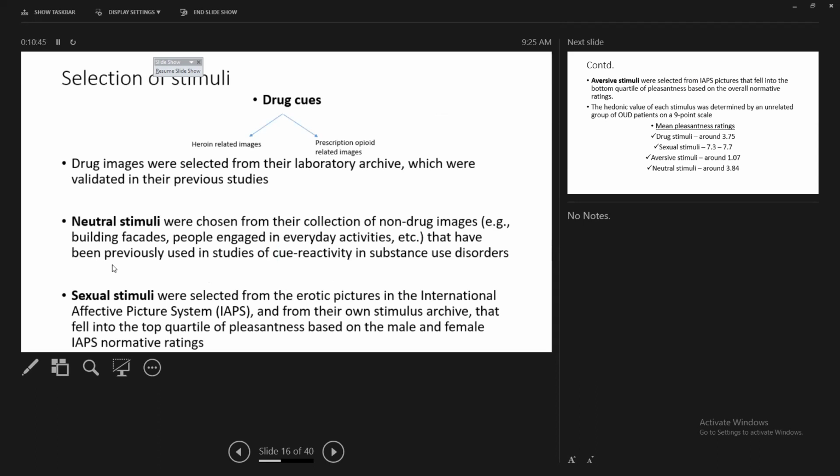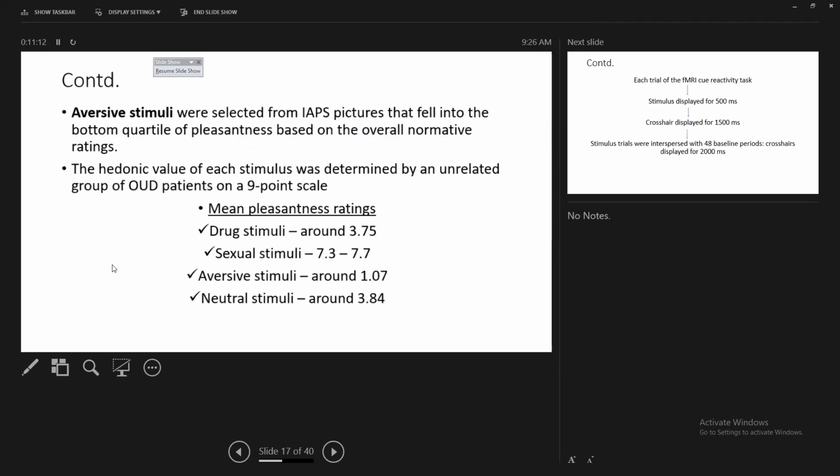Sexual stimuli they have taken from the International Affective Picture System. They based their stimuli on a scale of pleasantness. So the sexual erotic pictures that fall in the top quartile of pleasantness for both males and females were taken as the sexual stimulus cues, and those that fall in the bottom quartile of pleasantness were taken as the aversive stimuli cues, right?